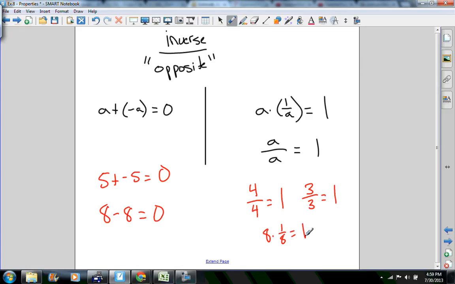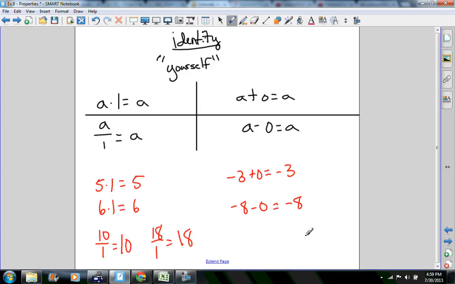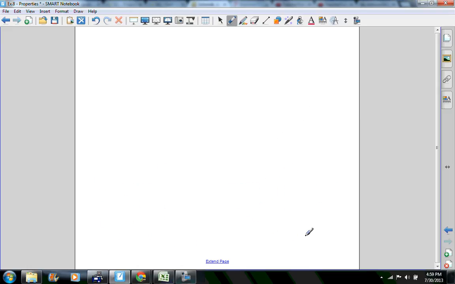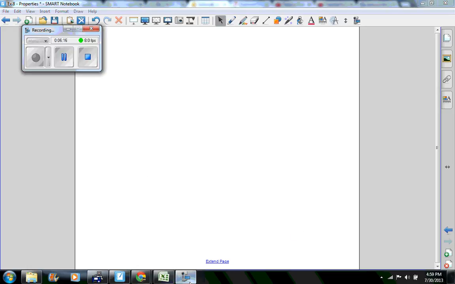Okay, so if you see inverse, it means opposite. It's very similar to the identity, which means yourself. But those two are probably the two easiest to get confused on. Okay? And that is everything. Now, obviously, this is going to take some practice. This video is just an outline for you. But by all means, please ask me questions on these.